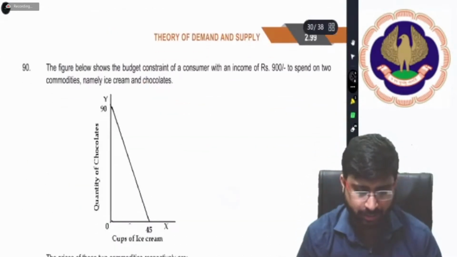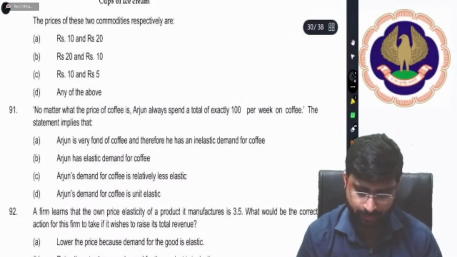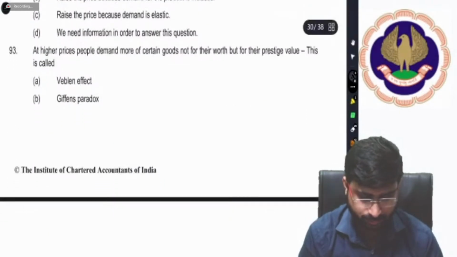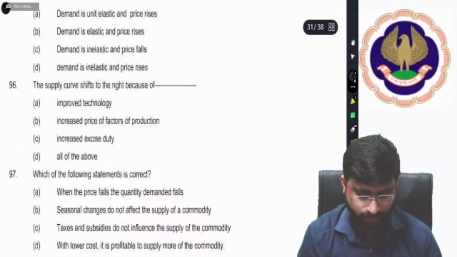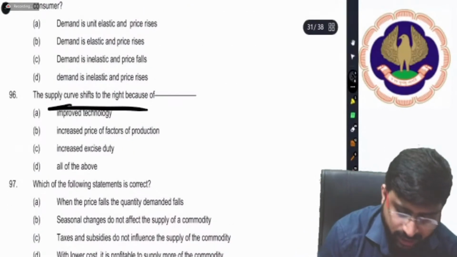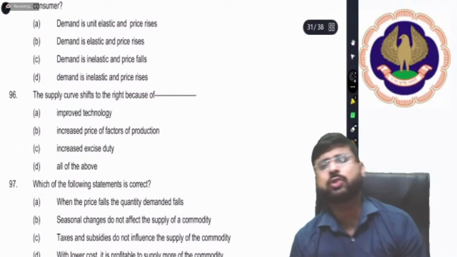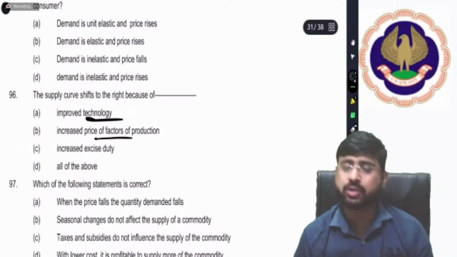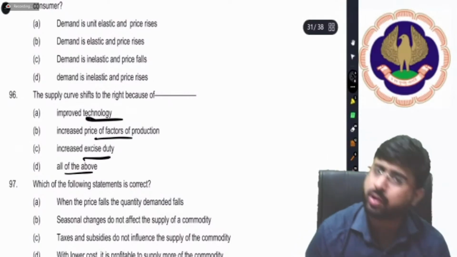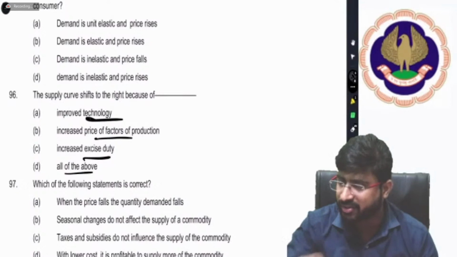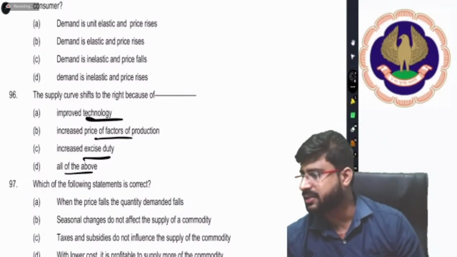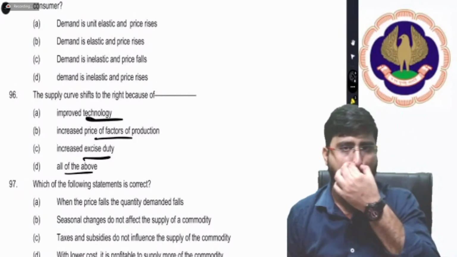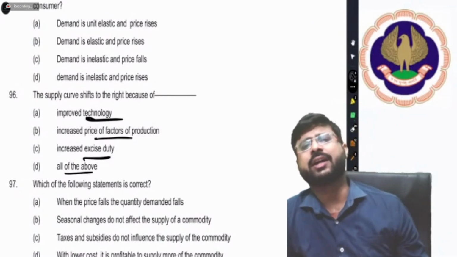Next question is, okay, the supply curve shifts to the right because of what? Better technology, increased price of factors of production, increased excise duty, or all of them? Think and answer, number 96.